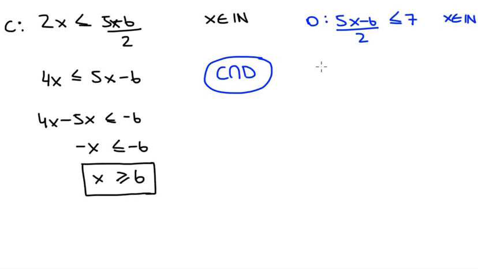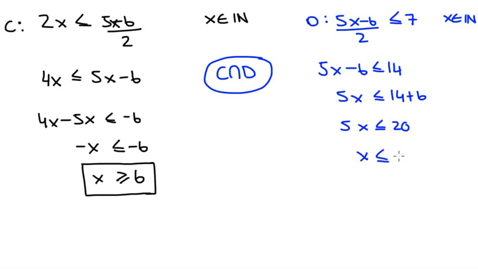So I do the same for D. 5x minus 6 less than or equal to 14. So I'm going to multiply the right by 2. 5x less than or equal to 14 plus 6. 5x less than or equal to 20. x less than or equal to 4.